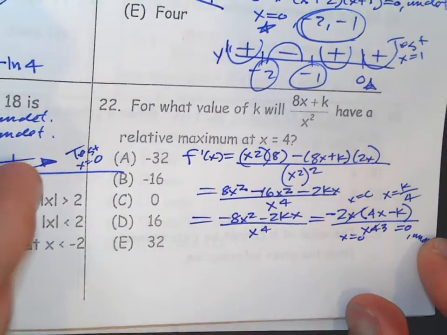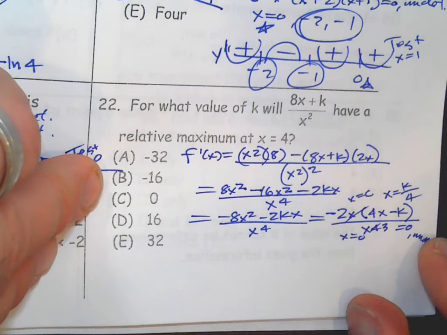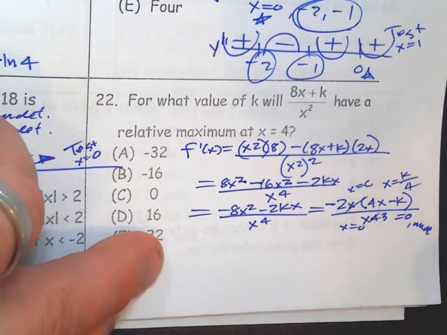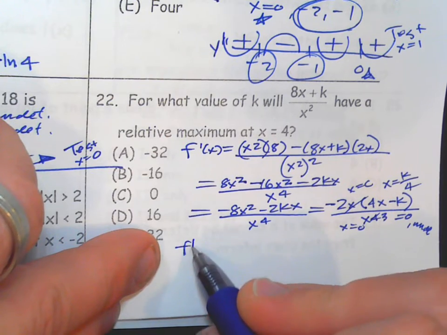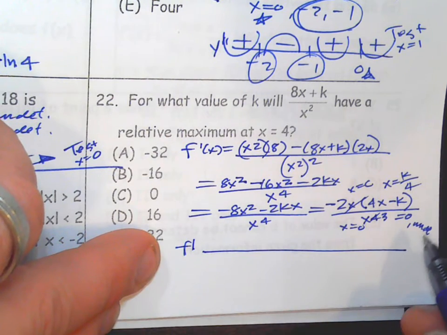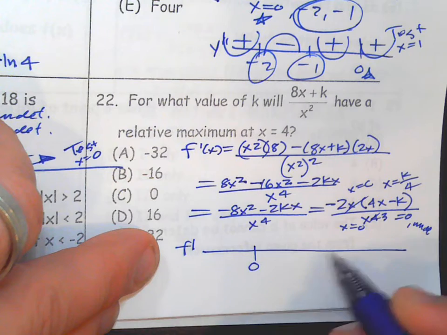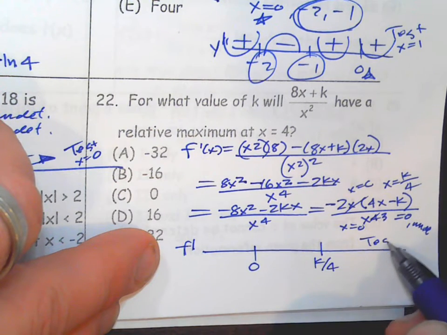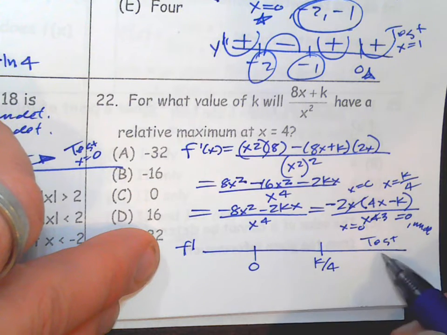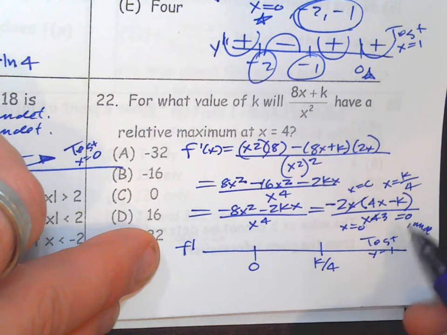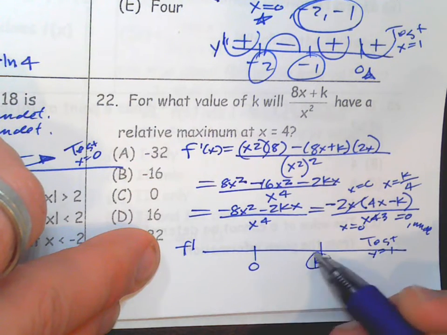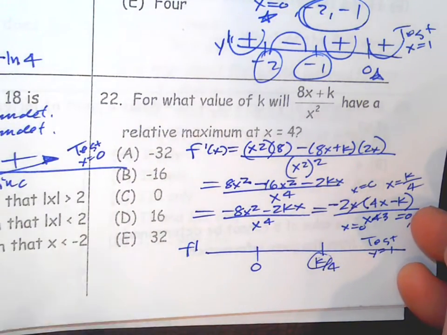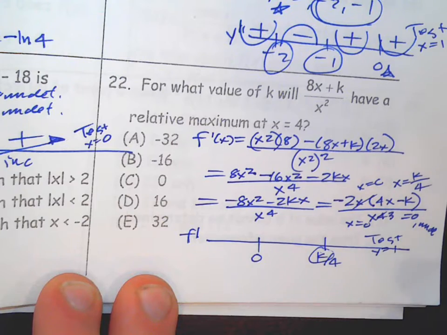Okay, so for what value k will have relative max? I mean, we could even say, okay, let's do a line check. We got 0, k over 4, test a value. You test like -1 or something. Now this is assuming k is positive. See, I don't know. For what value of k will have relative max?